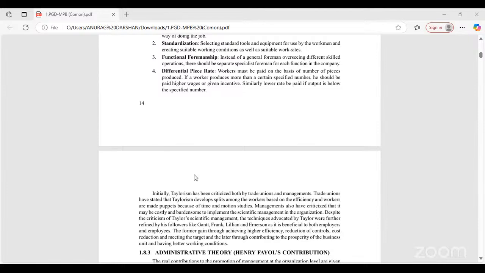If a worker produces 12 pieces instead of 10, he's very efficient, he's very quick, he's very smart, he's able to increase the number of pieces produced, then he should be paid a little higher. Instead of 5 rupees, he should be paid 6 rupees. So he will be earning around 72 rupees. In that way, you need to pay a worker on a differential piece rate basis.